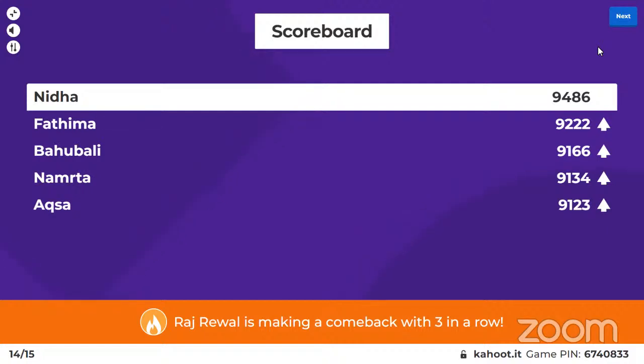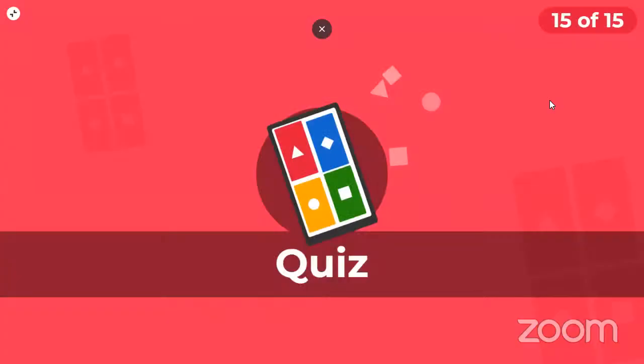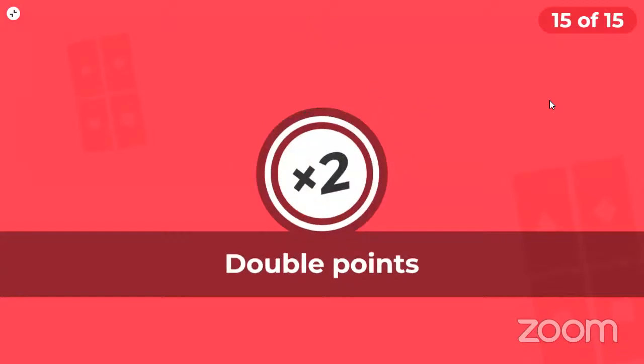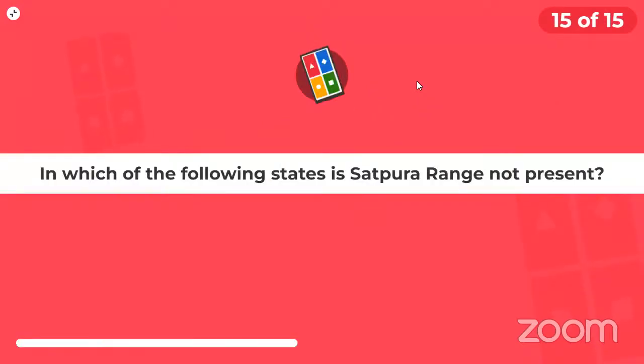Just when there's one more question pending, there comes a question from mathematics. I think the next question is going to be a double pointer that could make or break, that could bring in a lot of changes on the leaderboard also. I hope everyone is ready for that. Question number 15, that's the last question of this particular Qriosity quiz. Here it is on your screens, everyone. This is going to be a double pointer, and this is the last question.